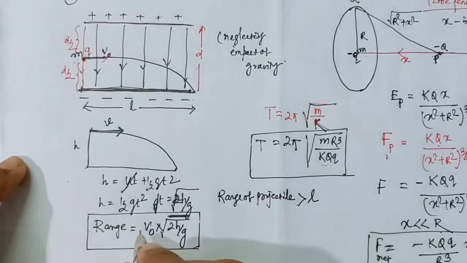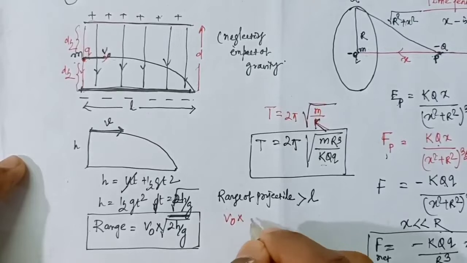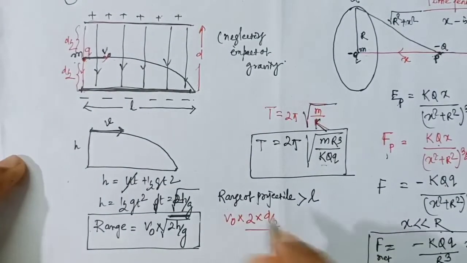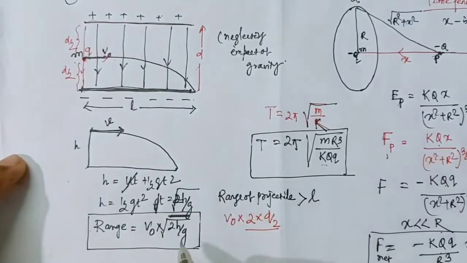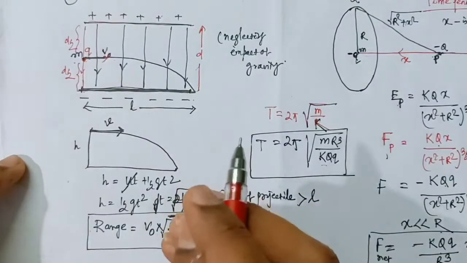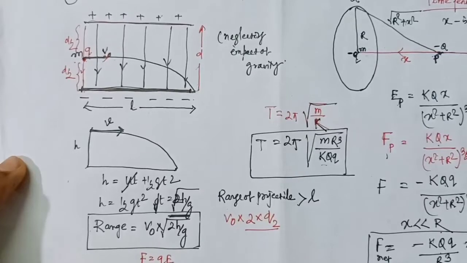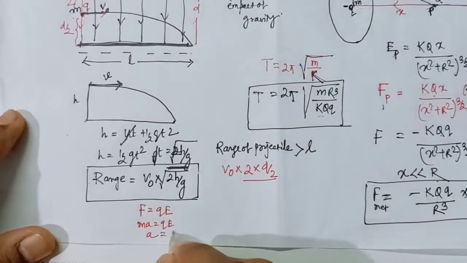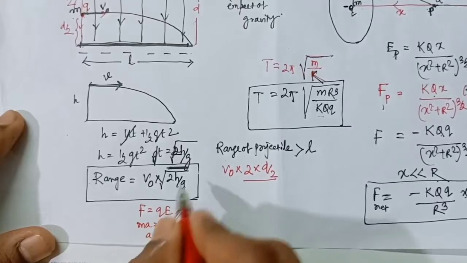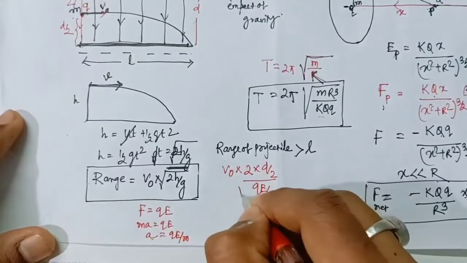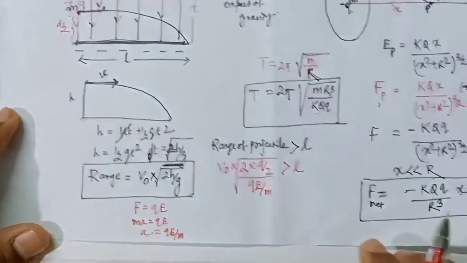And what is the range of projectile? This is V0 into root 2H by g. H is what? d by 2. And g is what? We already said gravity-free space. So here we only have to consider the acceleration due to the electric field, and we know that F equals QE, so ma equals QE, so a equals QE upon m. This is the acceleration I will use here. So what I'll substitute here: V0 into root over 2H by a, that is QE by m, and this should be greater than or equal to L.